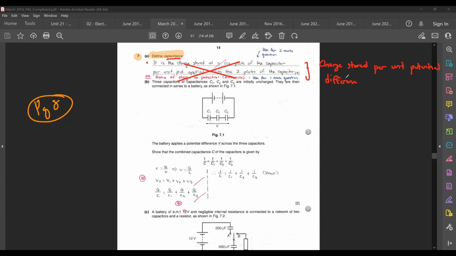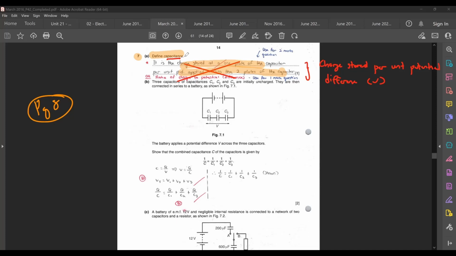Okay. So charge stored per unit potential difference. This is the correct answer for that. You don't use the answer that I wrote here, the one where I say charge stored at one plate of capacitor per unit PD applied across the 2 plates of the capacitor. This is actually for your parallel plate capacitor.